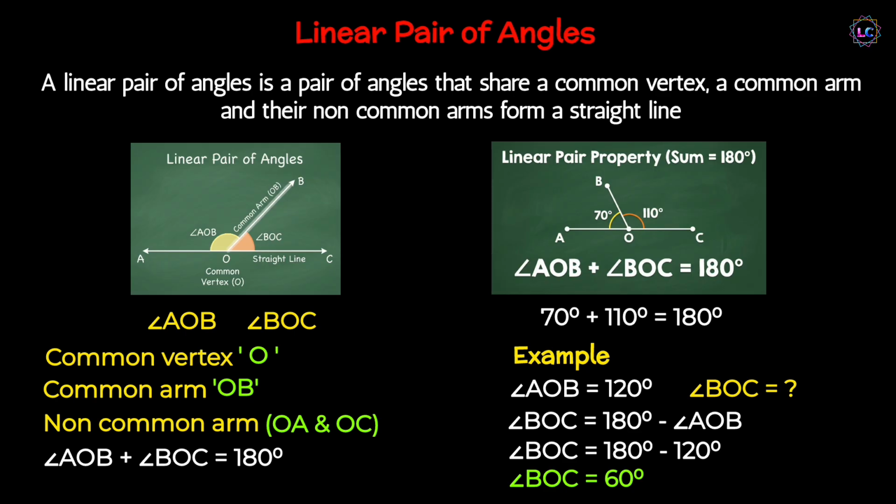Remember, whenever two adjacent angles form a straight line, they are called a linear pair, and their sum is always 180 degrees.